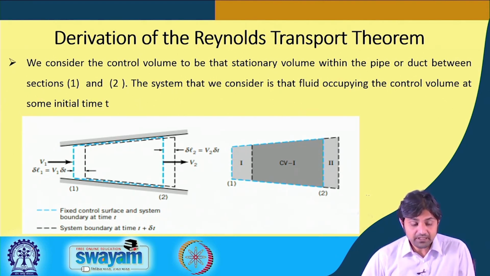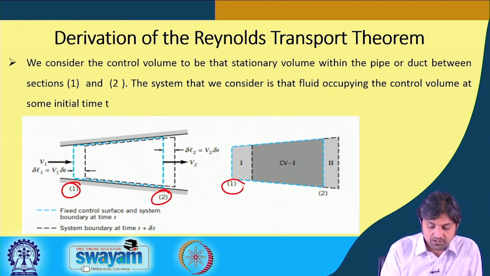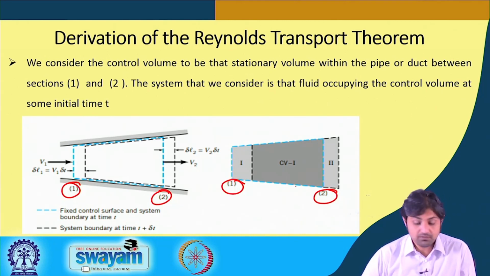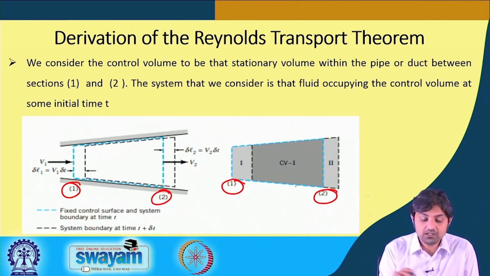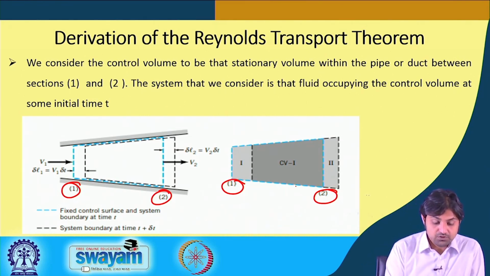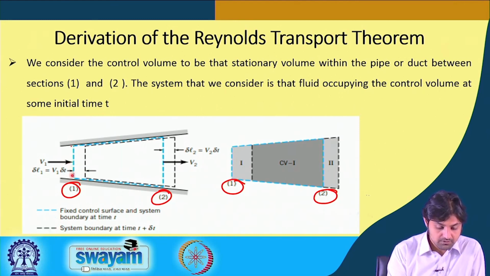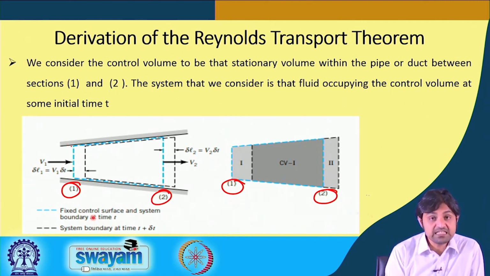So again, repeating, we consider the control volume to be that stationary volume within the pipe or duct between section 1 and section 2. This is section 1, this is section 2, or in this figure section 1, section 2. The system that we consider is that fluid occupying the control volume at some initial time t. So this blue line here is the fixed control surface at time t.